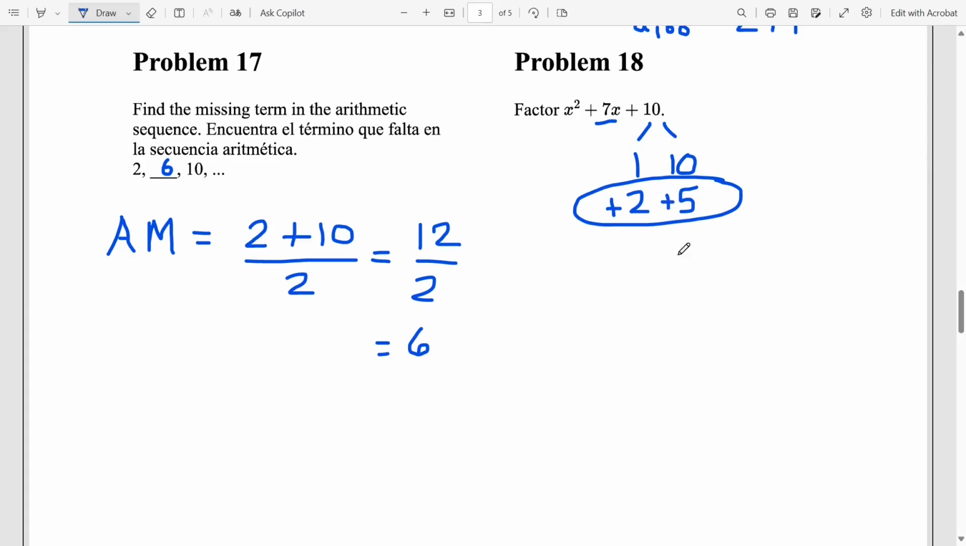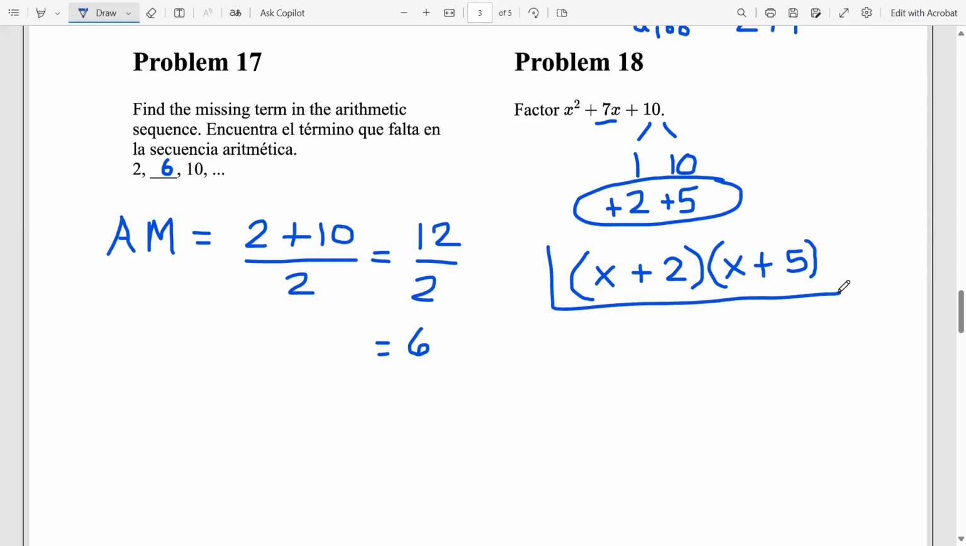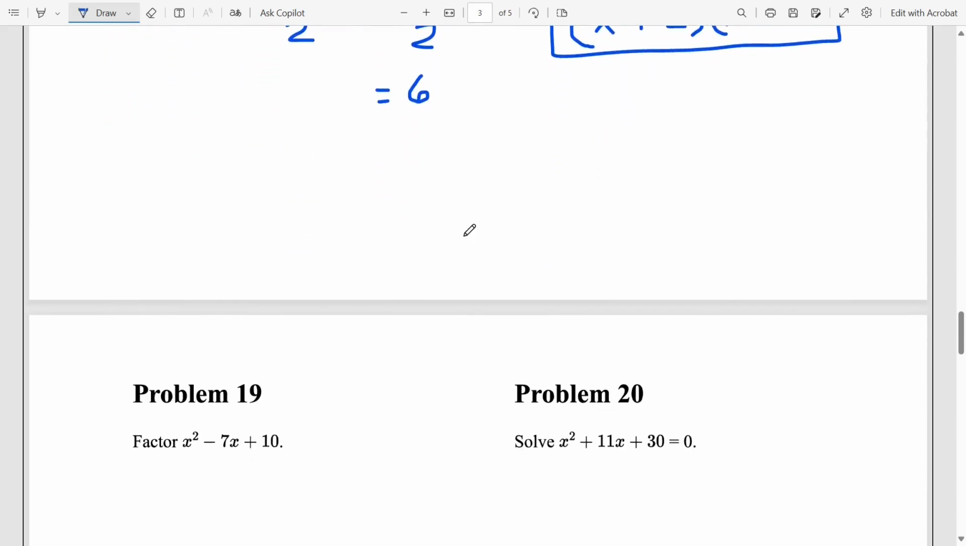And then to write this in factored form, I'd write it as x plus 2 times x plus 5. And that would be my final solution here. All right, let's go and look at the next problem.